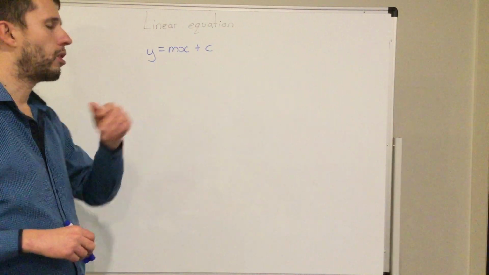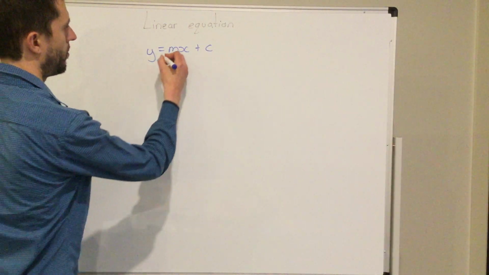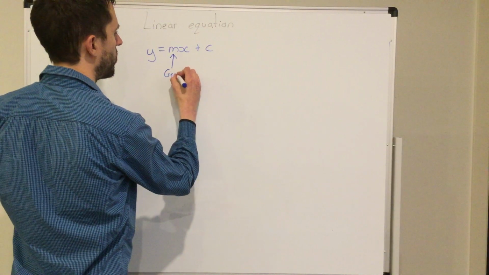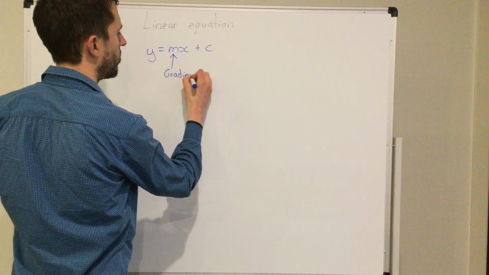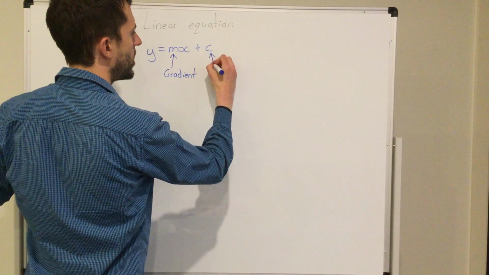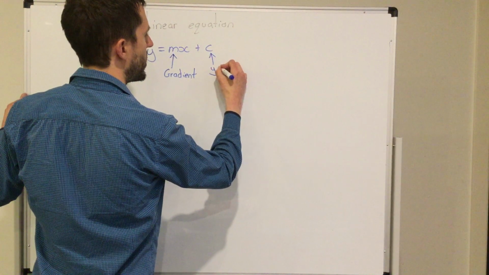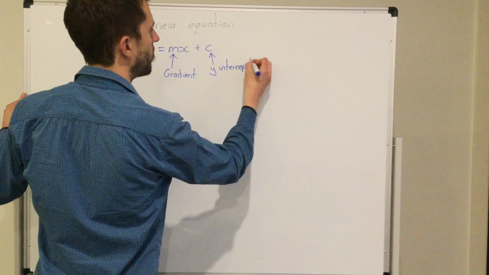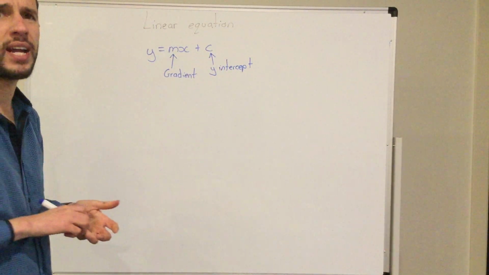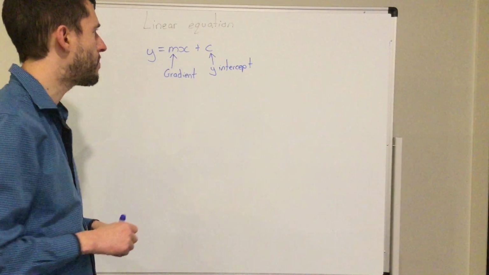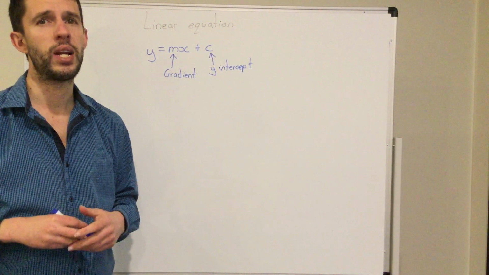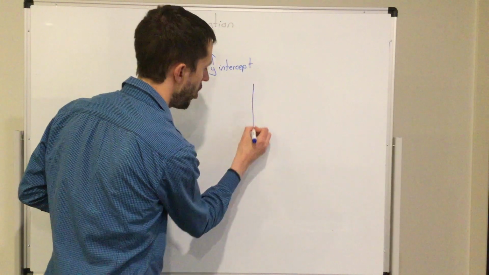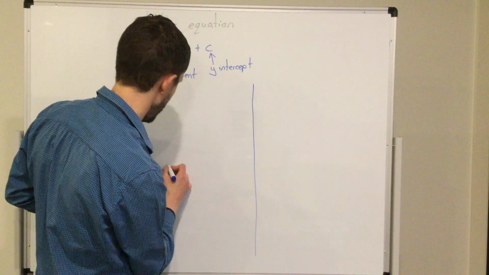So to start us off, m is the gradient. C is the y-intercept. So we're going to be looking at different equations today and really breaking this formula down just so you can see how it applies to lots of different lines.